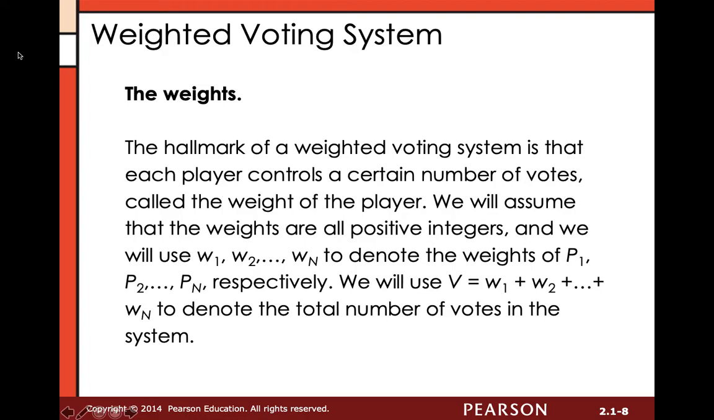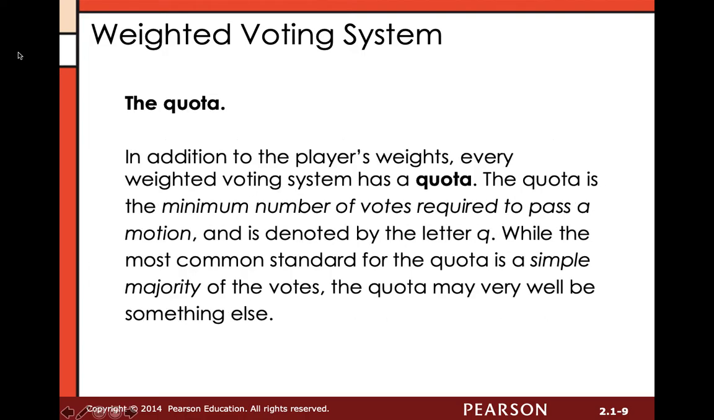We're going to assume that all the weights are positive integers, and we're going to use W1, W2 all the way up to Wn to denote the weights of P1 up to Pn respectively. We're going to use capital V is equal to W1 plus W2 plus all the way up to Wn to denote the total number of votes that are present in the system. And if this doesn't make sense right now, I get it. We're going to look at some examples in just a little bit that'll hopefully make things a little bit more clear.